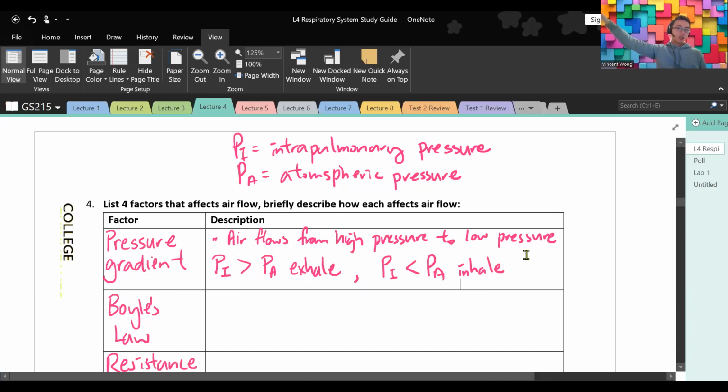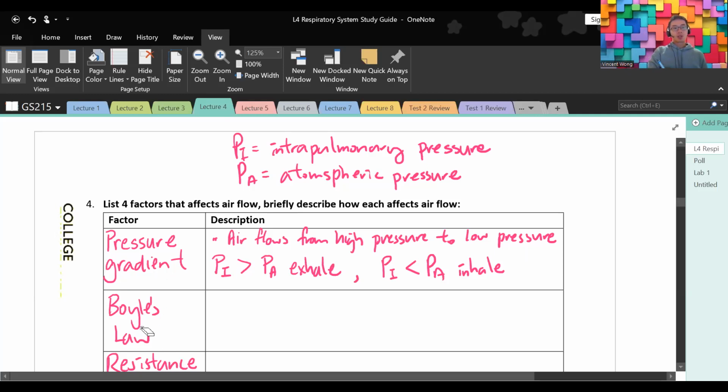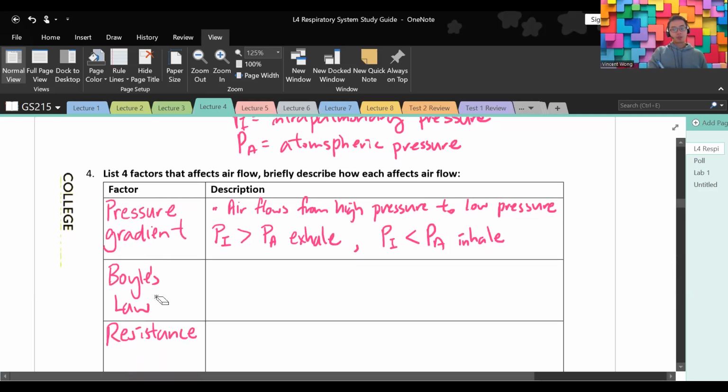So we cannot change the atmospheric pressure. PA is pretty much fixed. What we can control is the PI. By changing the lungs' volume, we can change its pressure. And that's where the next law comes in, the next factor, Boyle's law.